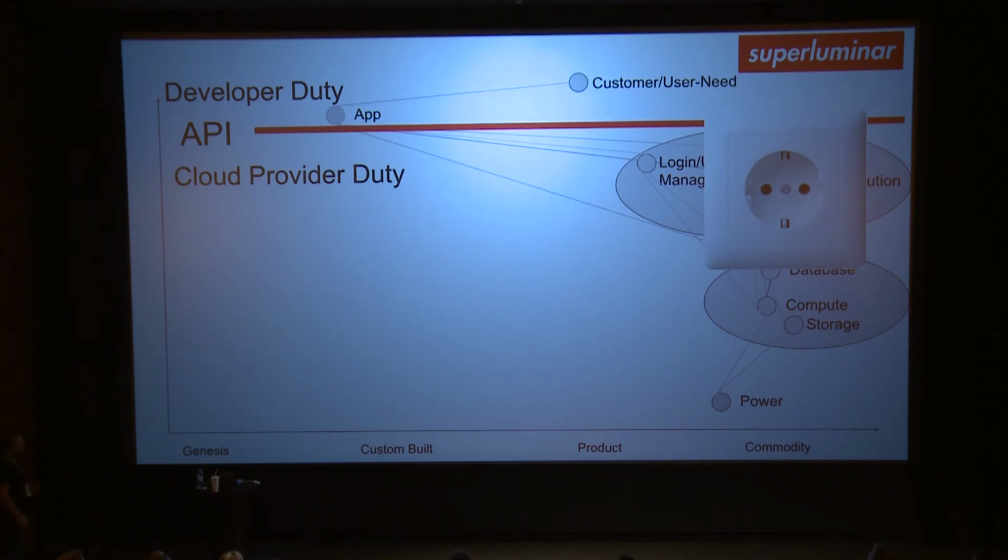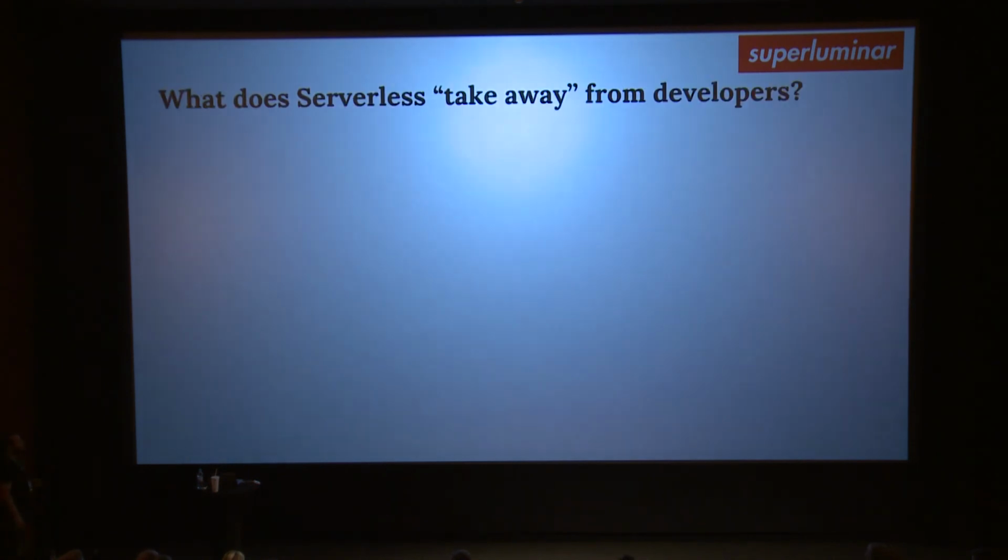For a typical web application, for example, if you are Auth0, then your main product is a login system, so you might still have it custom built. But usually, if we are building an end-user-facing application, in the future, or people are already building stuff like that now, applications will probably look like this. And then there's the question: what does serverless take away from developers?